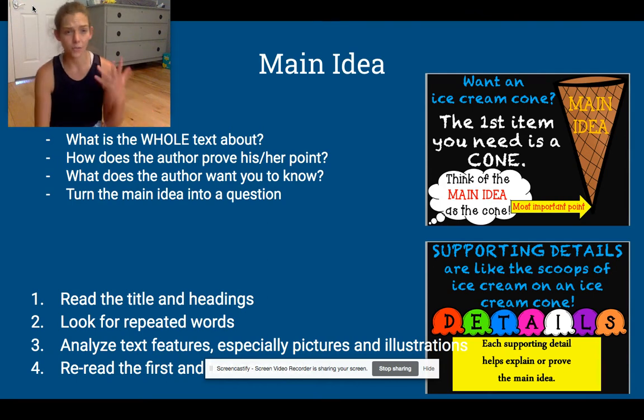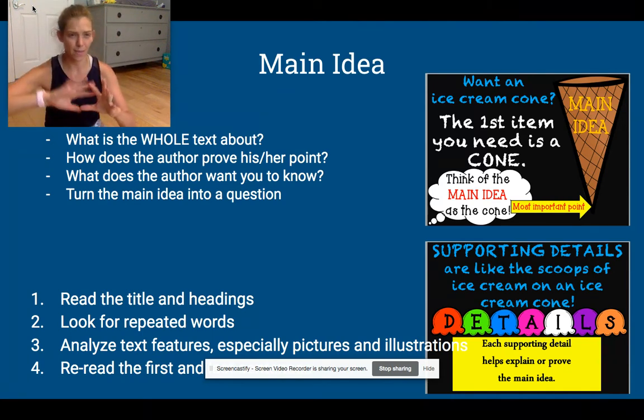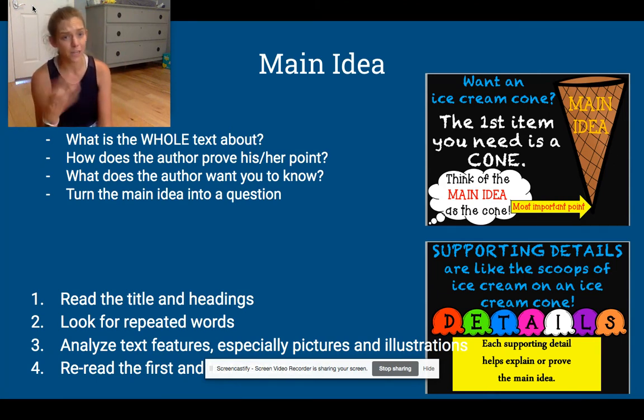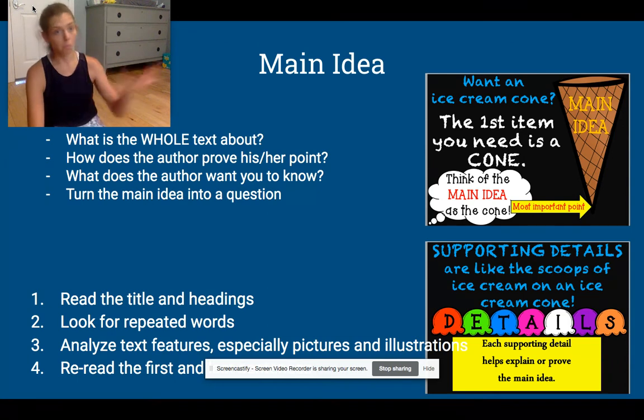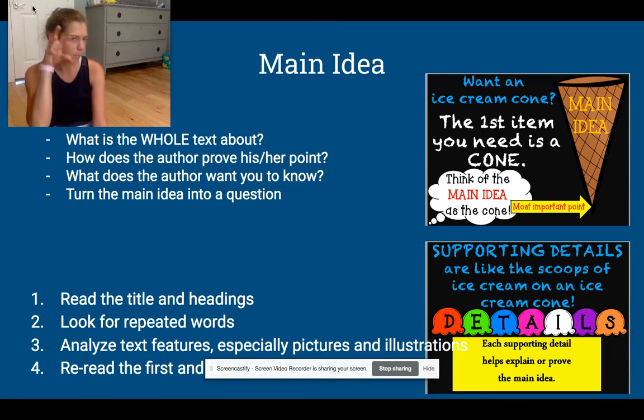So we want to ask ourselves questions like, what is the whole text about? How does the author prove the point? And what does the author want you to know, right? So the main idea, we have to really think about the whole text or the piece of the text that we're being asked about. A lot of times, especially on standardized tests, on LEAP, or on even your weekly test, you might be asked, what is the main idea of the 7th paragraph? Or what is the main idea of the section titled whatever? And it might tell you a subheading or a heading. You might have to go look there and determine the main idea of just that piece of the text, that part of the text.